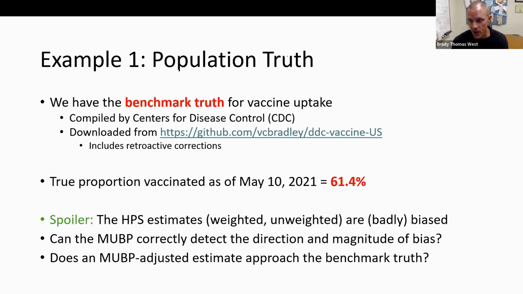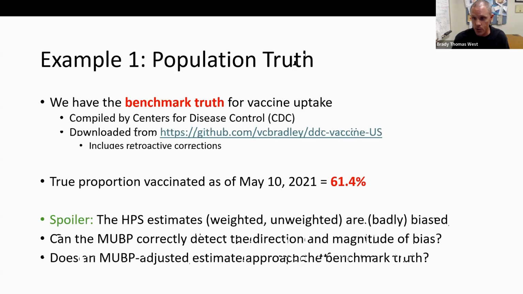Now, how can we evaluate how well we're doing? We have the benchmark truth for vaccine uptake. So this was compiled by the CDC. You can see the link where we downloaded this here, and it includes any retroactive corrections to that estimated proportion that have received at least one dose. And the true proportion that was vaccinated as of May 10th, 2021 was 61.4%. So that's our target.